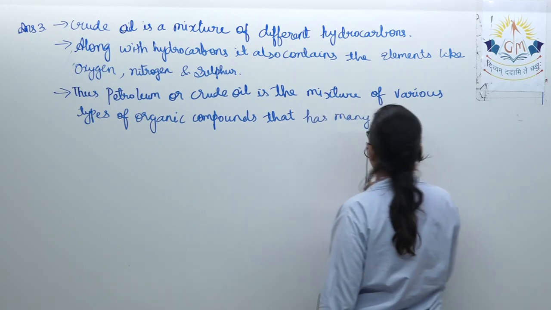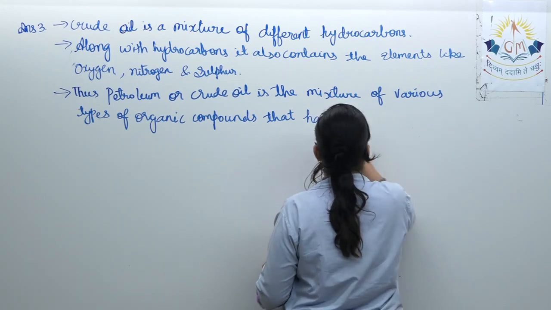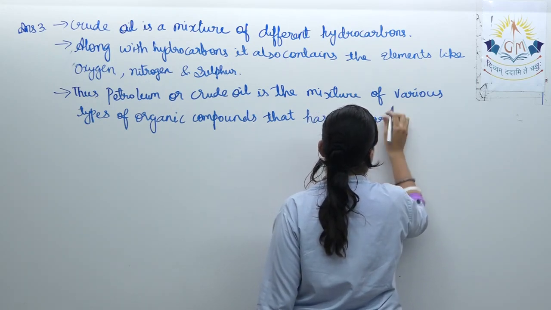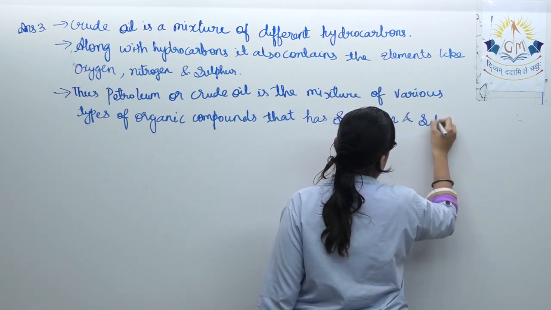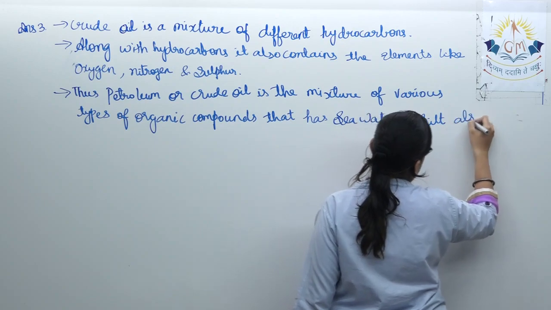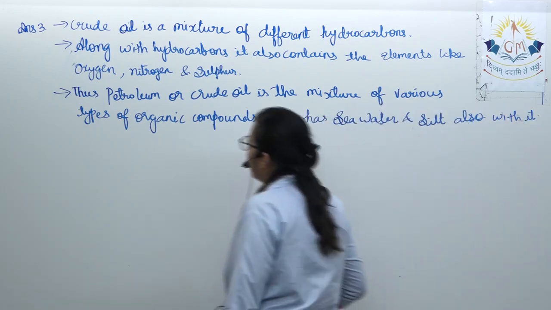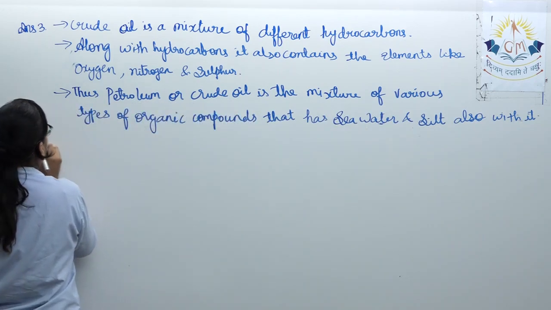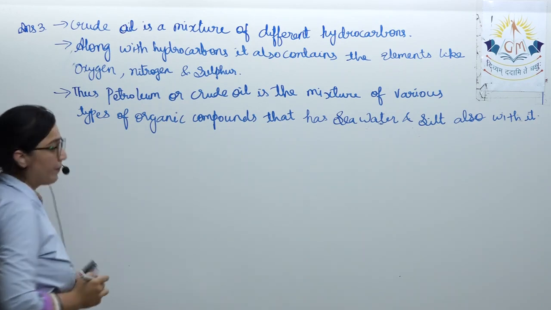Crude oil has various types of organic compounds, thus crude oil is a mixture. That is the next answer.